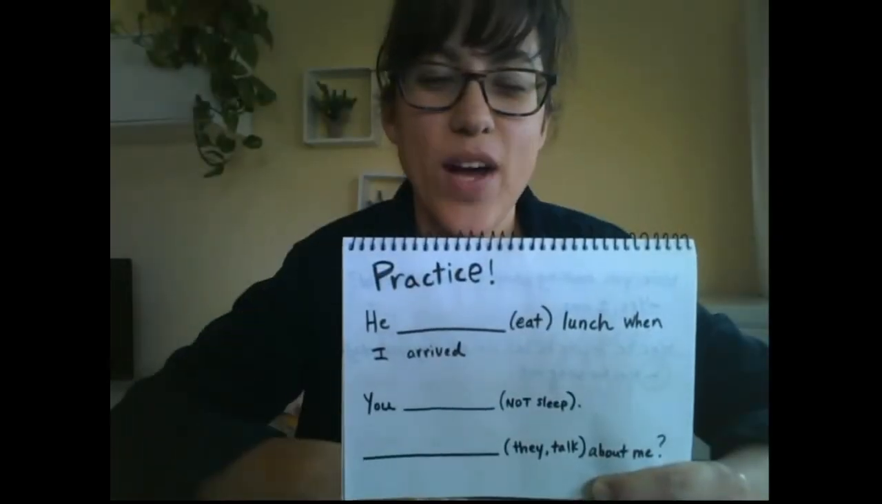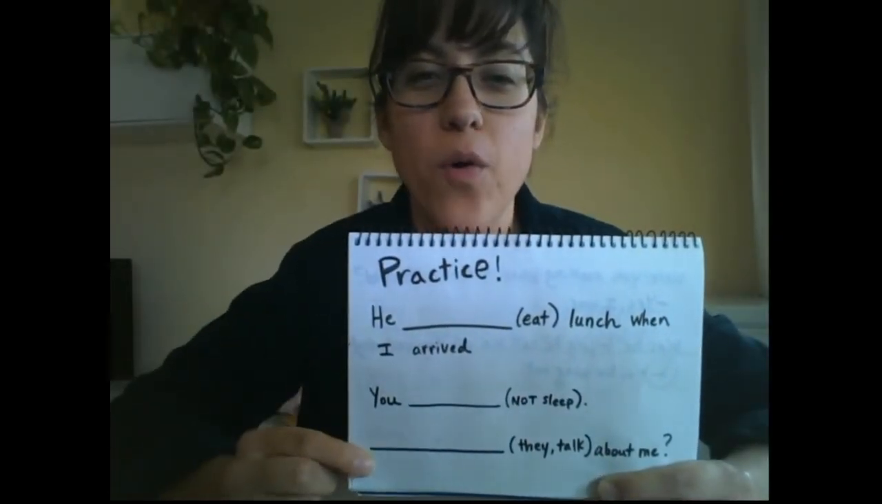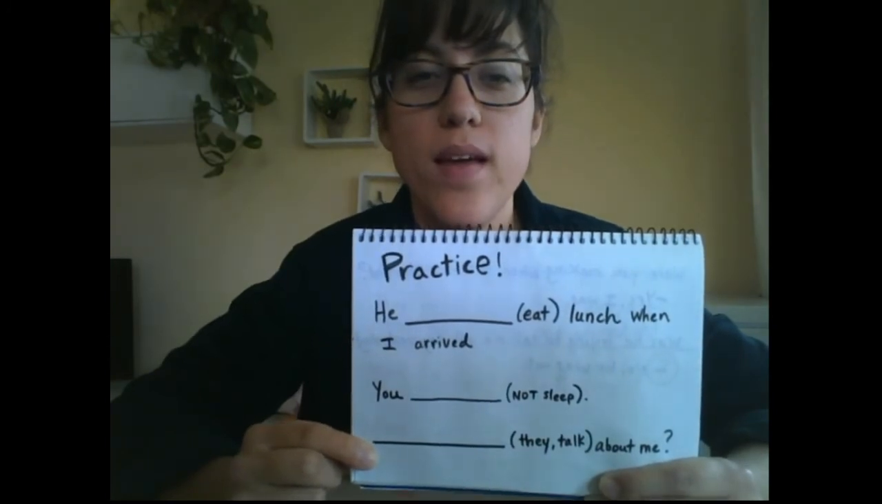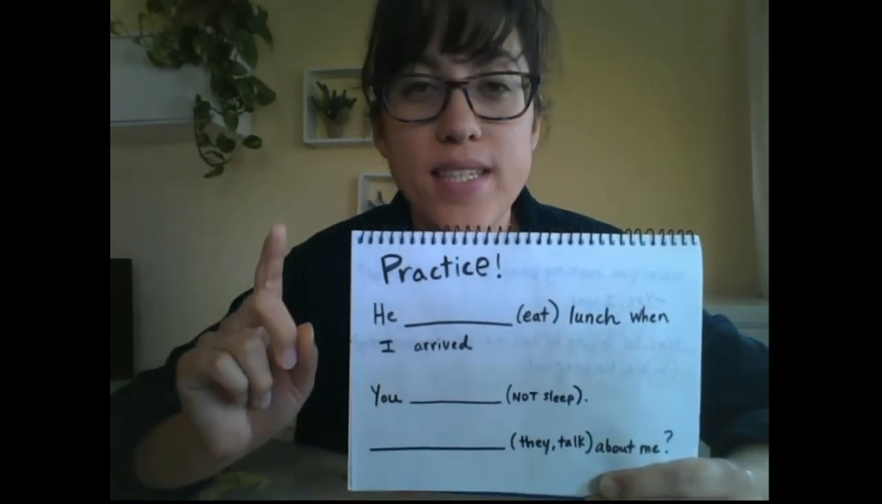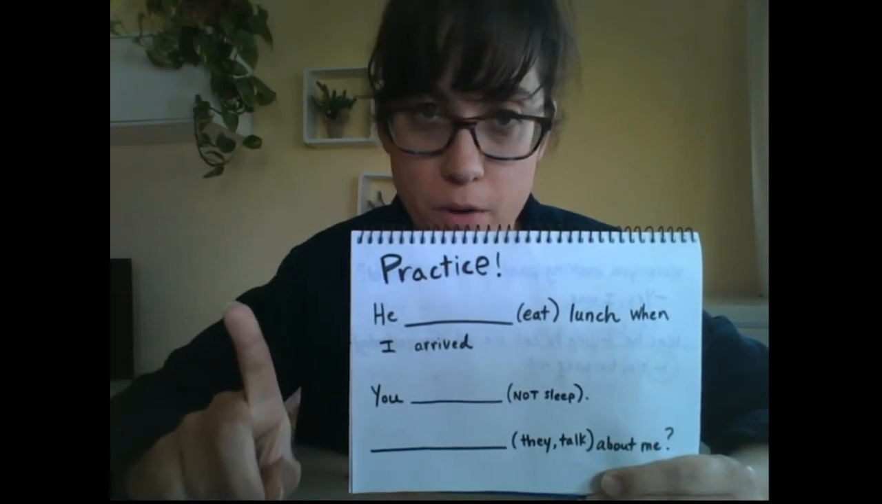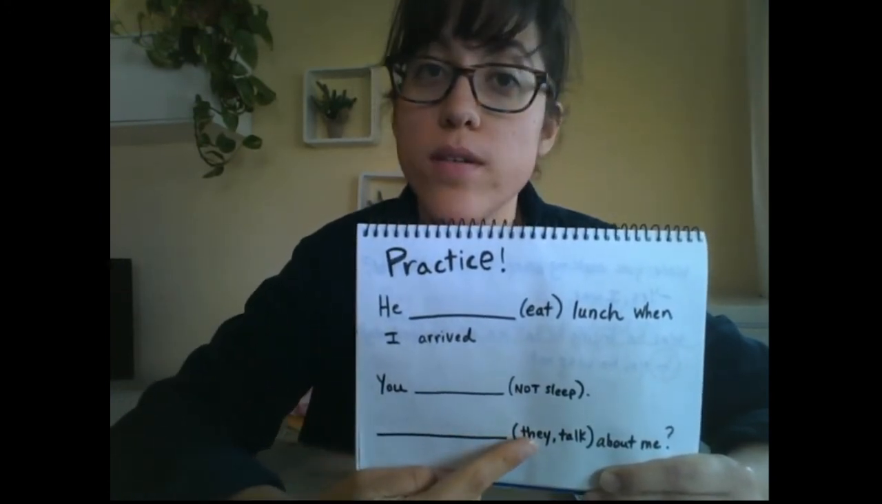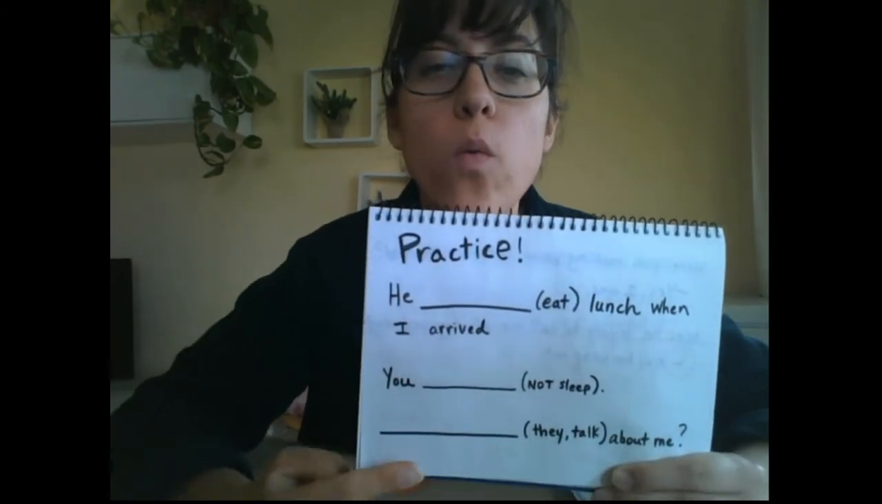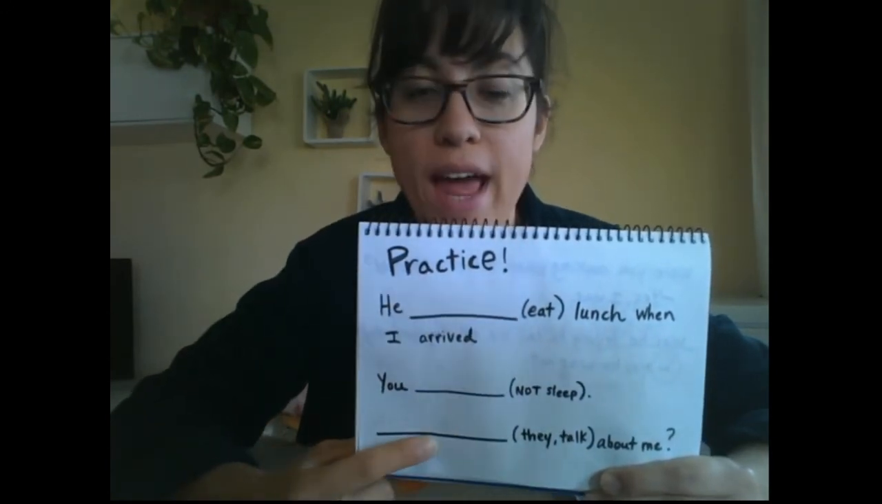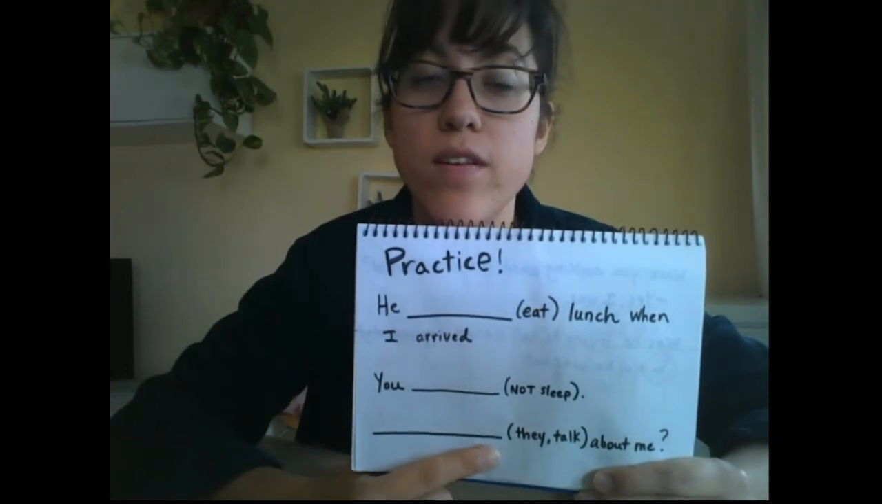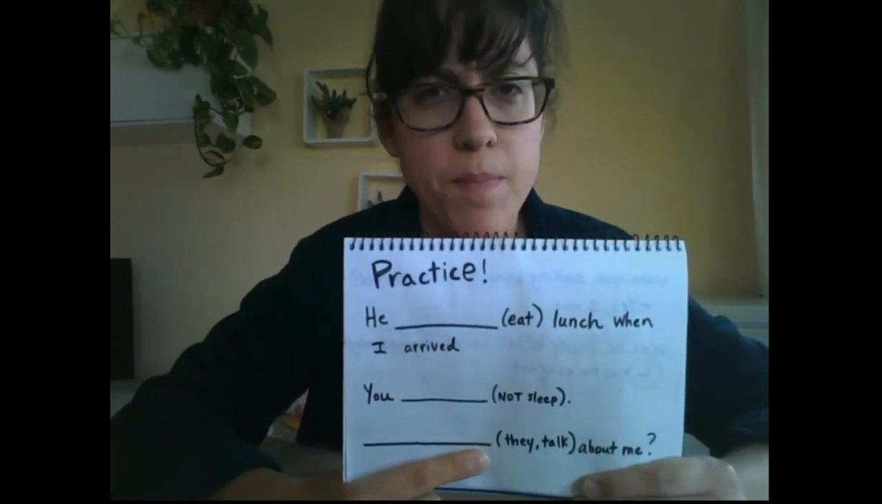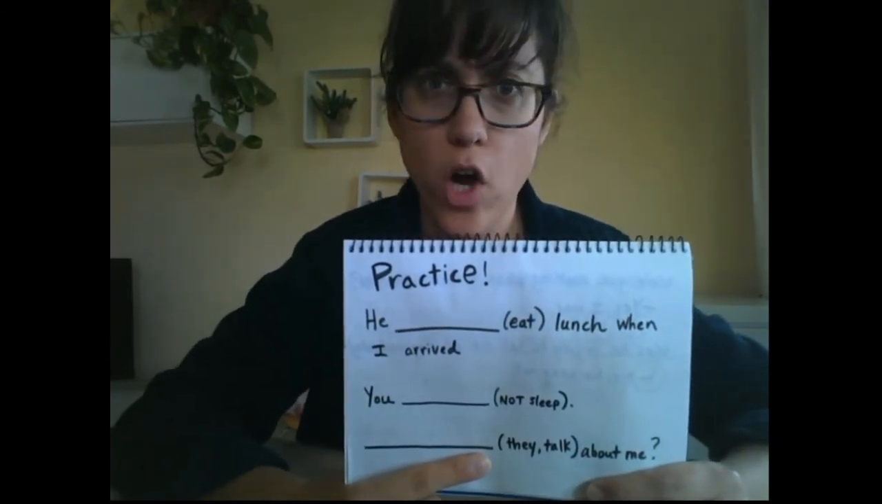Okay? Okay. And finally, our question. We need our verb first. Esta vez, el verbo to be primero. So, con they usamos were. So, were they, sujeto, y después el verbo en ing, talking about me? Were they talking about me?